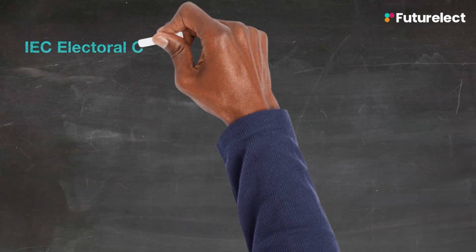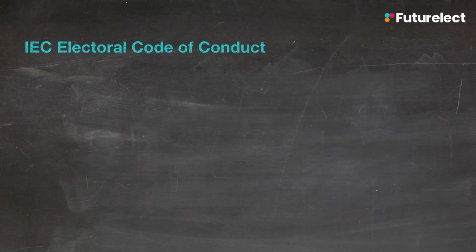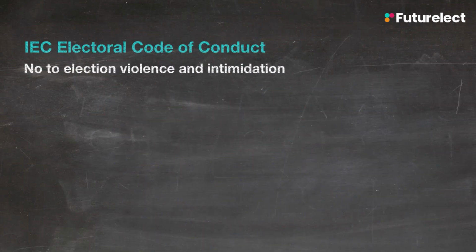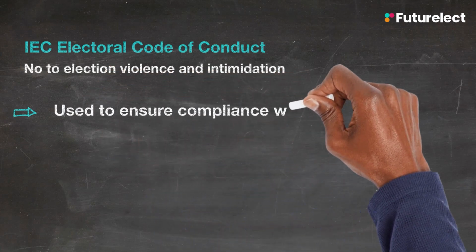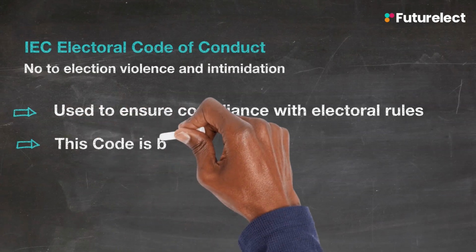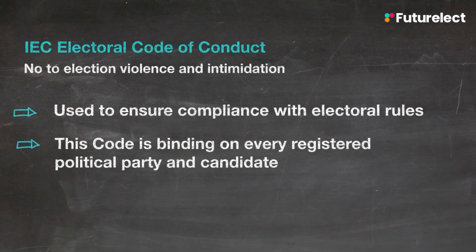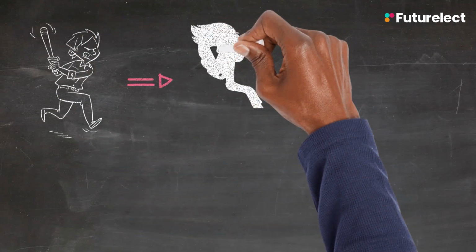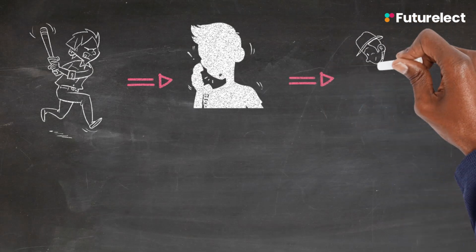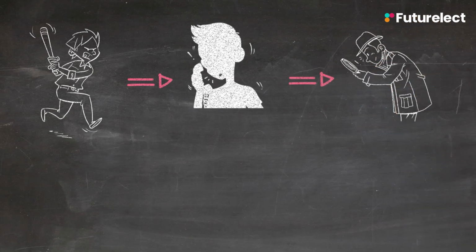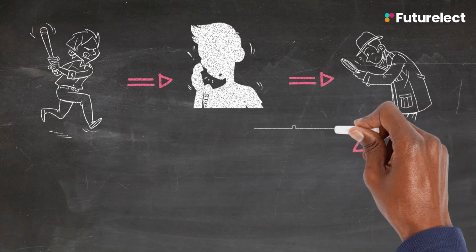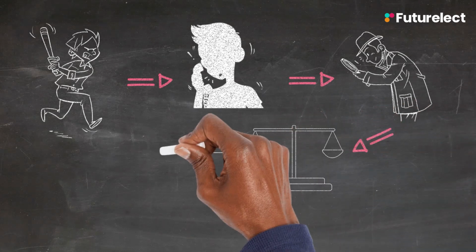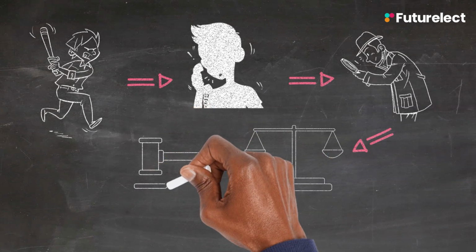In a previous lesson, we examined some of the provisions of the IEC's Electoral Code of Conduct regarding election violence and intimidation. Likewise, the IEC enforces the same code to ensure compliance with electoral rules. This code is binding on every registered political party and candidate. If anyone breaches the Code of Conduct and a complaint is lodged with the IEC, the Commission is obliged to investigate that complaint. If it finds grounds for a breach, the IEC must refer the matter to the Electoral Court for the appropriate sanctions to be imposed.